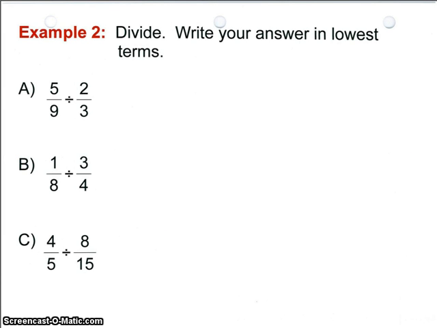Let's take a look at some examples. Letter A. So the directions again are to divide. We know that we're going to do nothing to the first fraction. Instead of dividing, we are going to do what, Panthers? Multiply. And instead of dividing, we're multiplying by the reciprocal of the second fraction. So I'm going to flip this and make this 3/2.